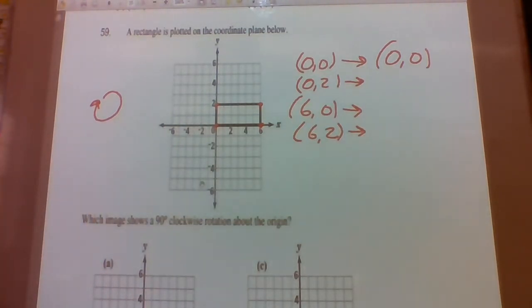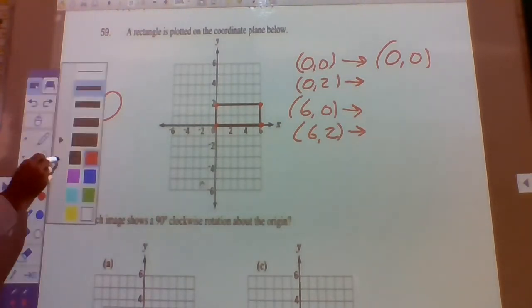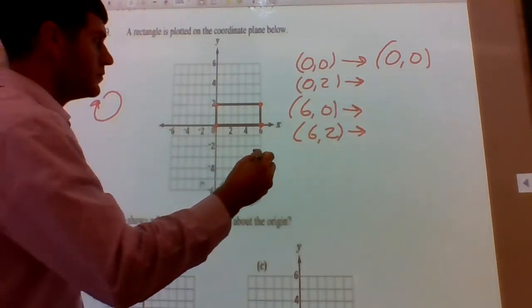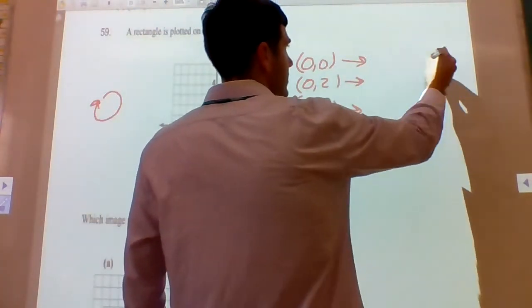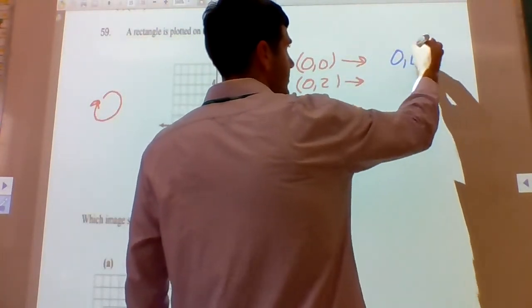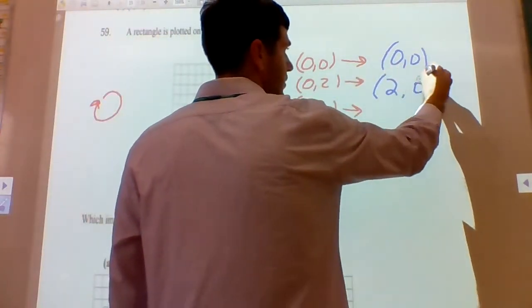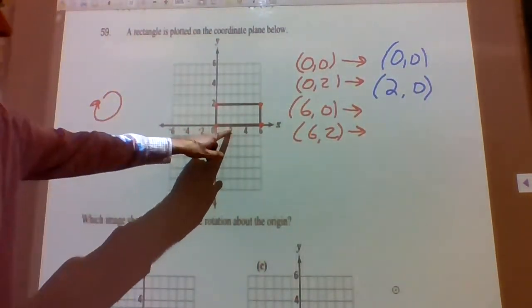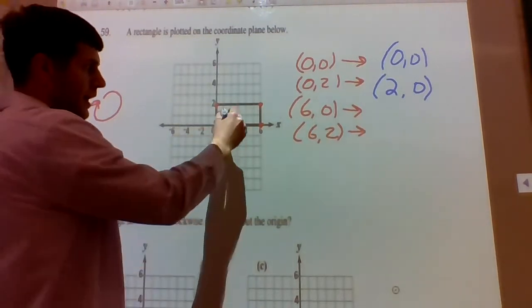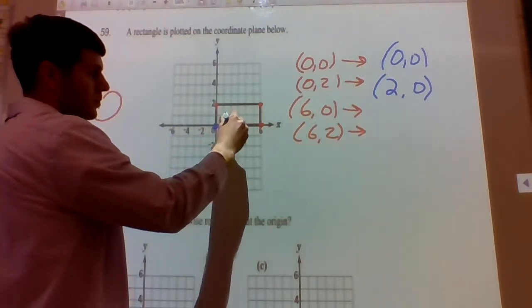Okay, (0, 2). Let me actually do this in blue. First step, flip the numbers, so that's (2, 0). If we're going clockwise, are we going to (2, 0) or (-2, 0)? We're going to positive (2, 0). So here's (0, 0), here's positive (2, 0).